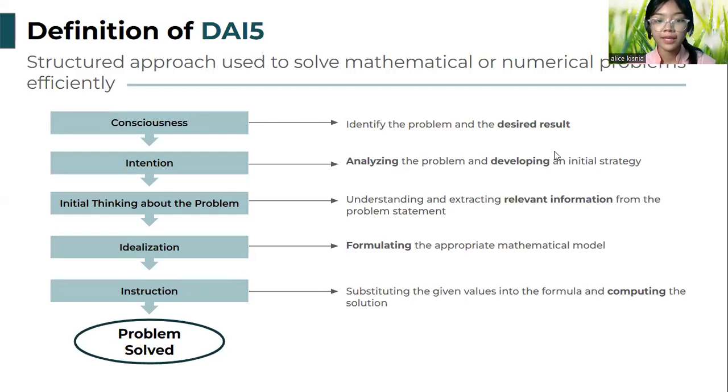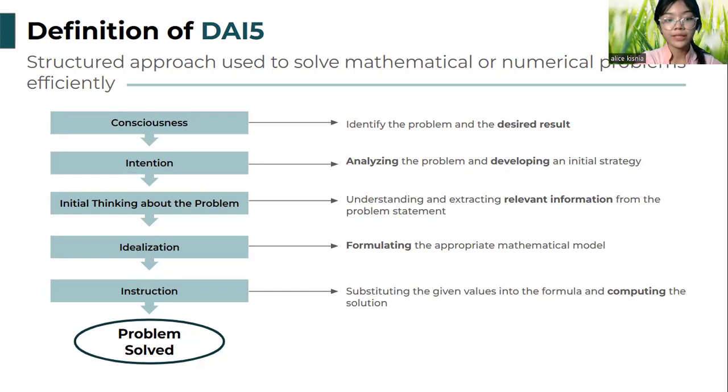So we will begin with the definition of DAI5 itself. DAI5 is a structured approach to solve a mathematical or numerical problem efficiently that consists of five steps. The first step is consciousness, then the second step is intention, the third is initial thinking about the problem and idealization, and then the last one is instruction, and then the problem is solved.